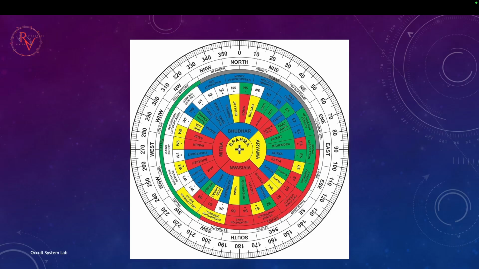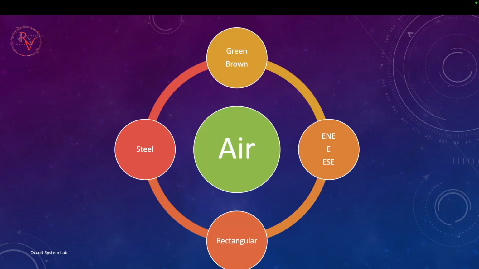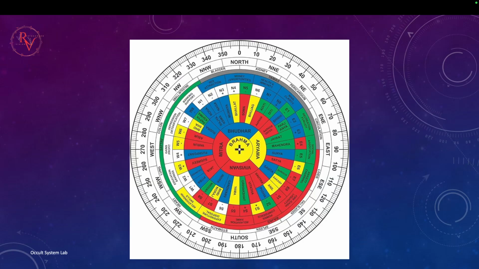So I hope this concept is clear, and in the next video we'll talk about the significances of the various elements. Okay, and then we'll deep dive into the characteristics of each direction. So if you know the characteristics of each direction, you will better relate to it. Okay, so that's it for this video.